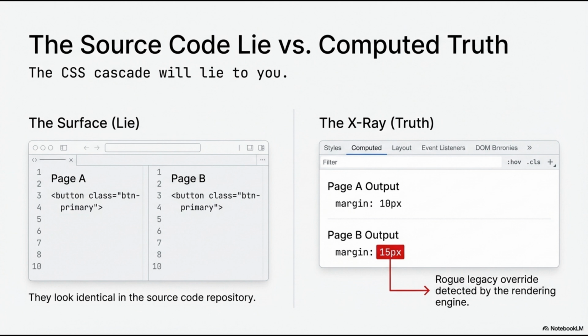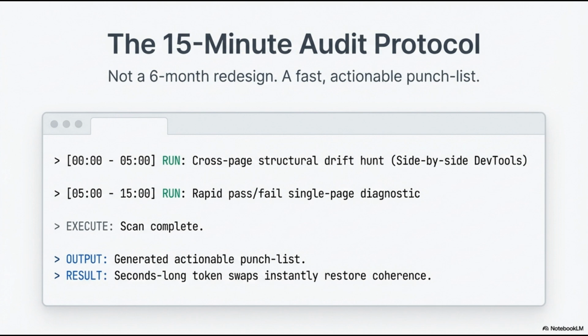Side by side, it's a glaring violation. The user feels it immediately as they click between pages. Exactly. And that's why the text recommends the 15-minute full audit. Right, the 15-minute audit. Let's outline that. So it's 5 minutes of that side-by-side cross-page comparison in DevTools, just hunting for structural drift.